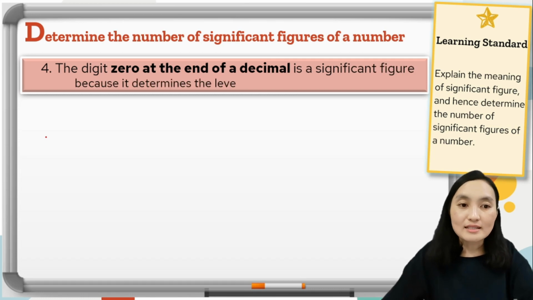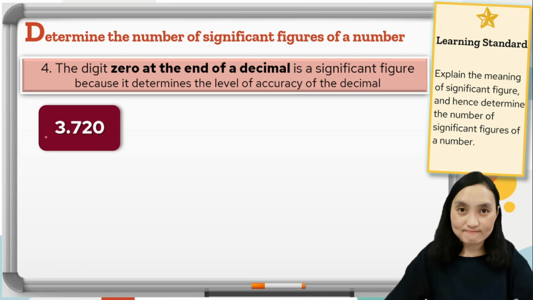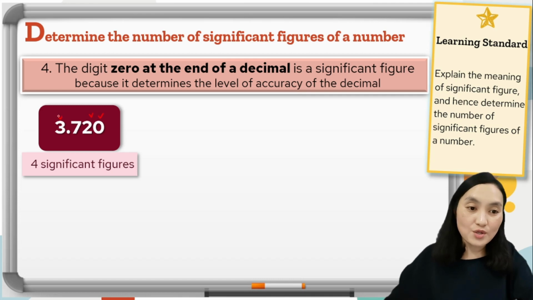Rule number 4. The digit 0 at the end of a decimal is a significant figure because it determines the level of accuracy of the decimal. This rule number 4 is always mistaken by the students, yeah? So look at it. 3.720. How many significant figures are here? Okay, definitely we knew that this is 1, 2, 3. Is this 0 a significant figure? Yes. So there are 4 significant figures here.